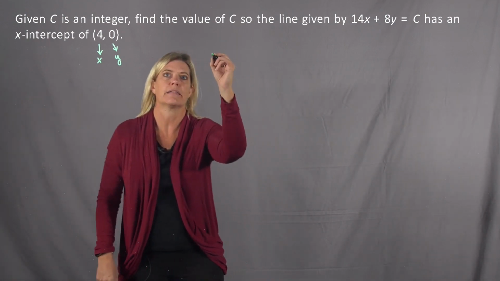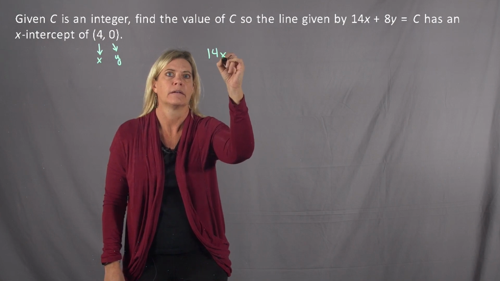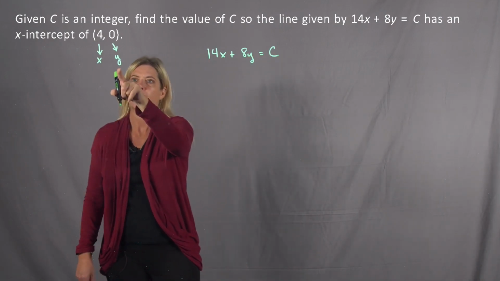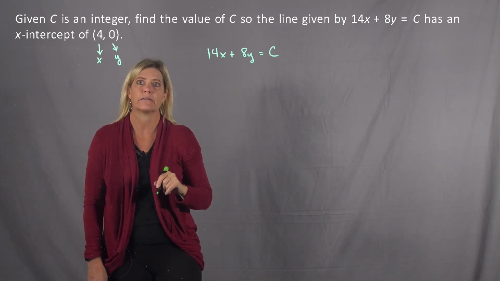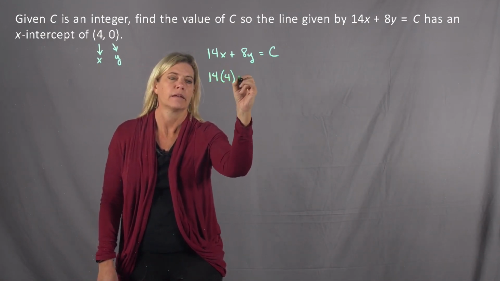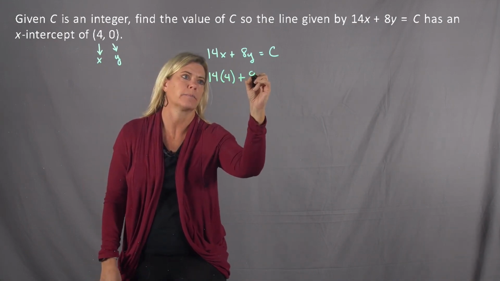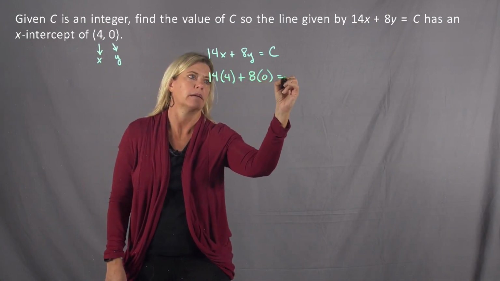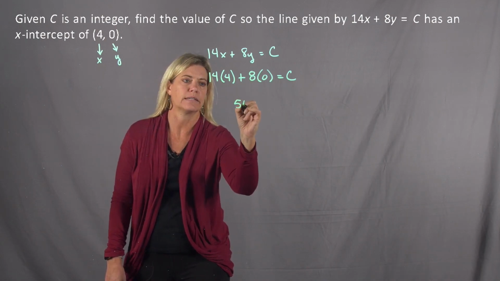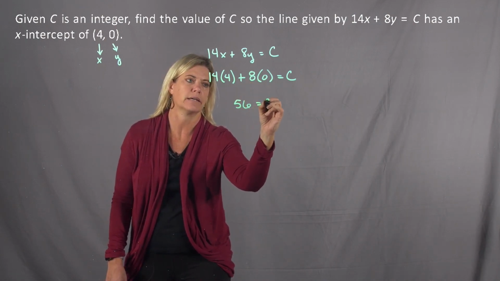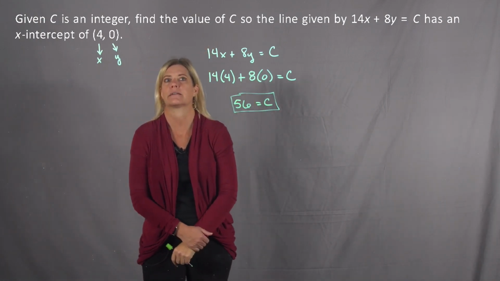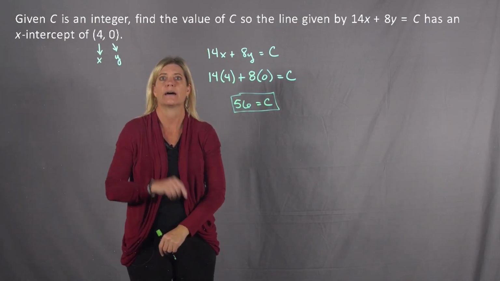So I can take the 14x plus 8y is equal to some integer c, and I can substitute in these values then. So I can make x 4, and I can make y 0. That's going to equal c. So we get here 14 times 4, which is 56. 8 times 0 is 0. So we get here that c is 56. So c has to be 56 in order for that equation of the line to have an x-intercept of 4, 0.